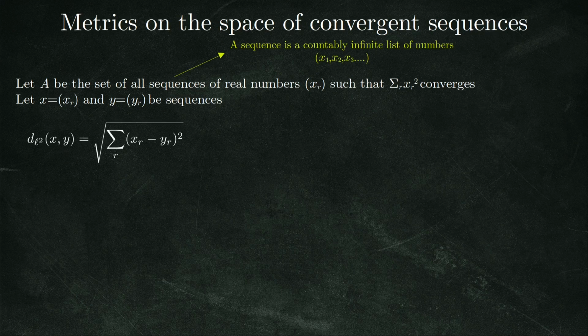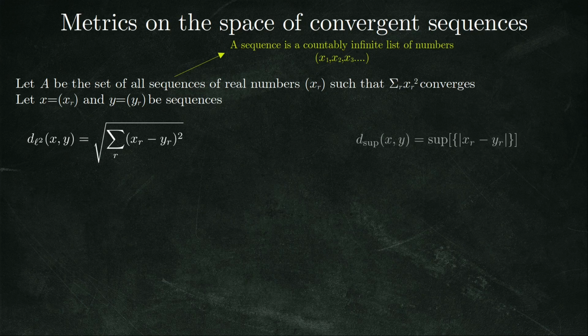The first one we can define is a little bit like the Euclidean metric. So we take the difference of every individual element, square it, add them all up, and then square root it. And this is why we needed the sequence to be convergent. If the sequences weren't convergent, then this sum here might not converge. And then this whole metric wouldn't be well defined.